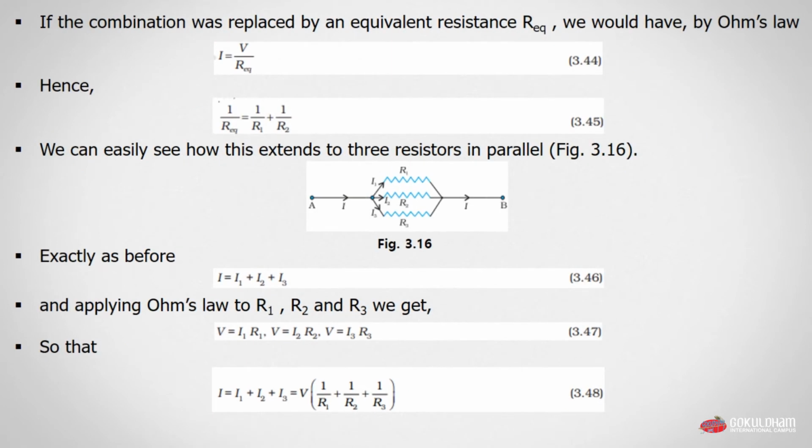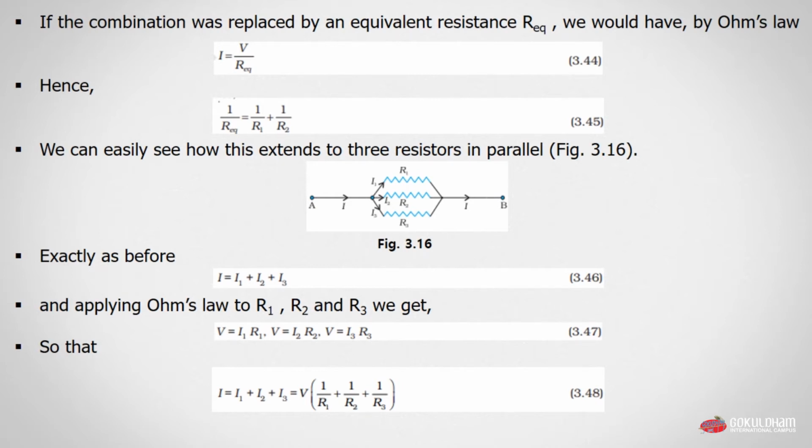Now, if the combination was replaced by an equivalent resistor Req, we would have by Ohm's law I is equal to V by Req, which is our equation 3.44. This means for equivalent resistance we have the formula Req is equal to V by I. For series we have Req is equal to R1 plus R2.